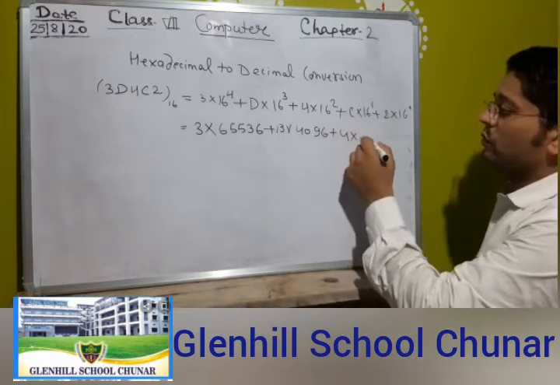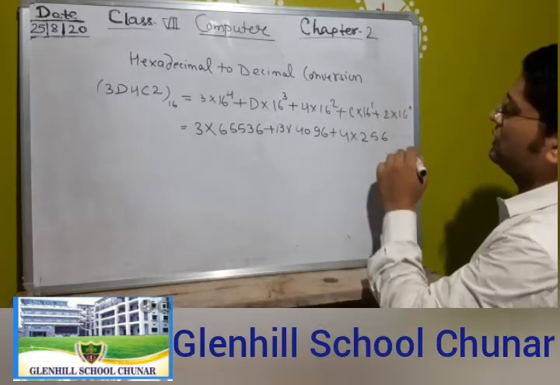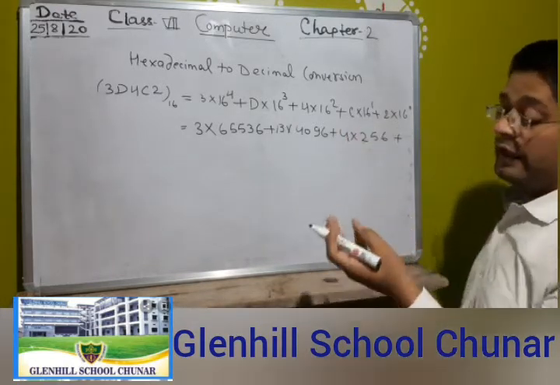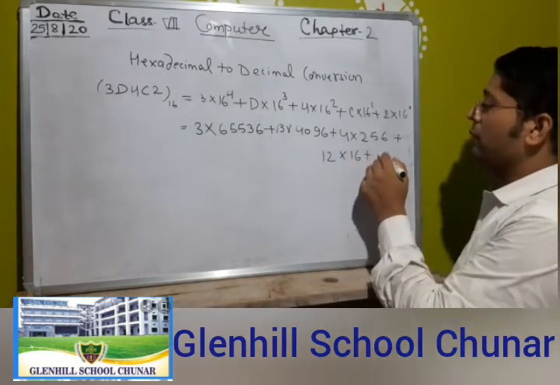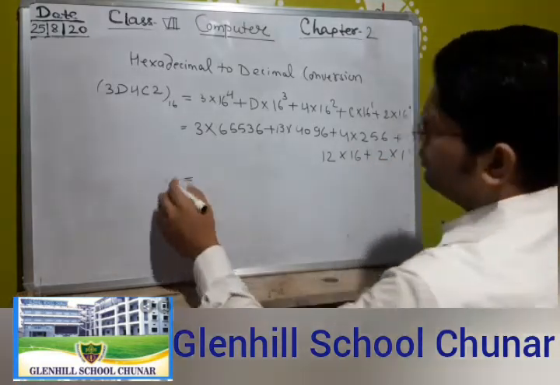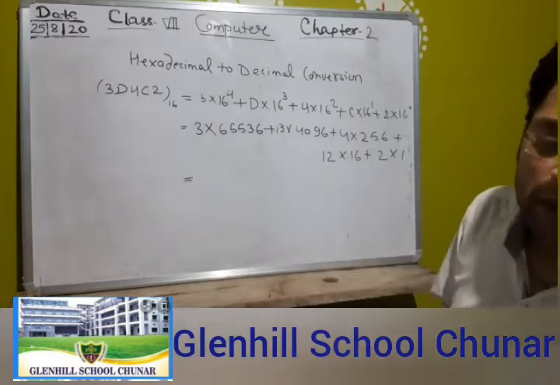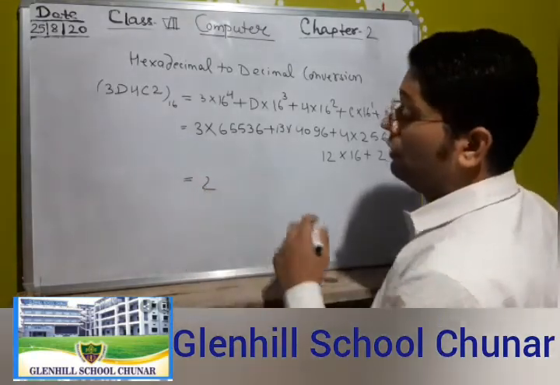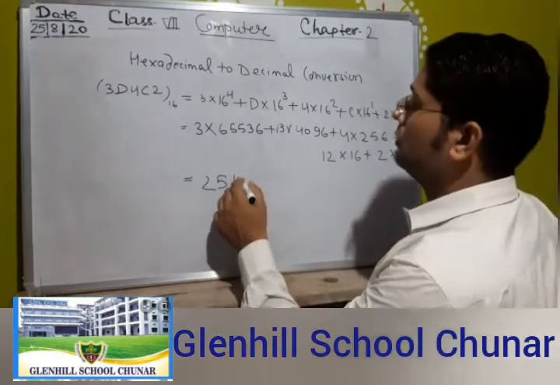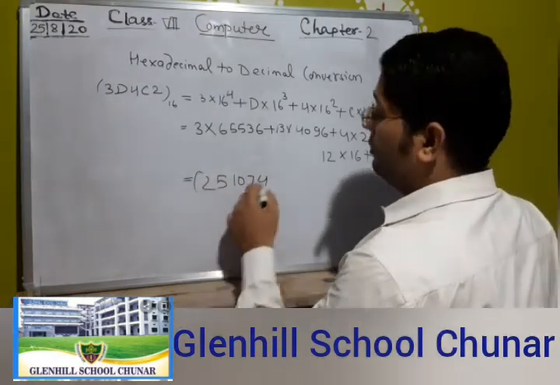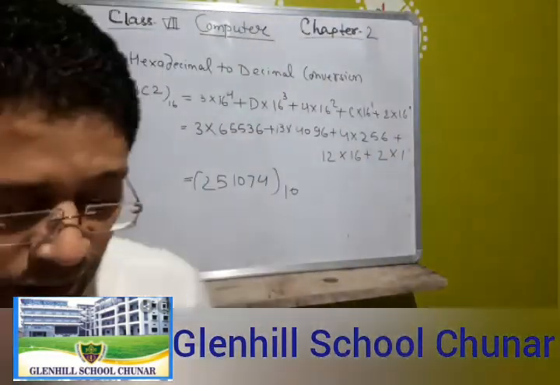Okay student. And 4 into 256, 16 square, and C value, A, B, C: 10, 11, 12. 12 into 16 plus 2 into 1. So multiply by that number and after add. So you got 251074. Okay. Yes. So this is very easy.